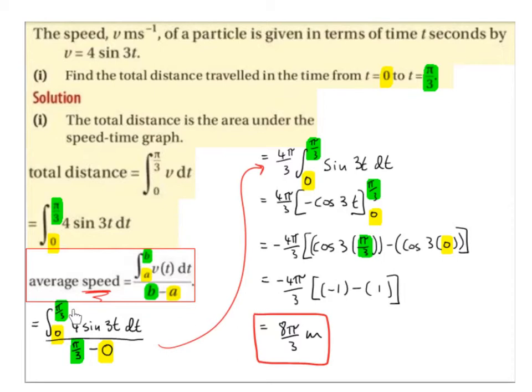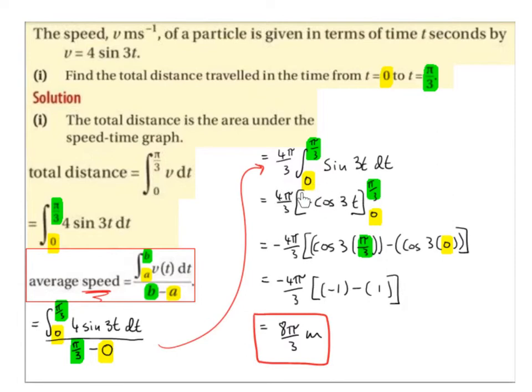So next what we do is we take the 4, which is a constant, outside the integral, and we multiply it by pi over 3. So we get 4 pi over 3. And we leave the sine 3t inside the integral. So we have 4 pi over 3 times the integral of sine 3t dt between the limits 0 and pi over 3. So the integral of sine 3t is minus cos 3t.